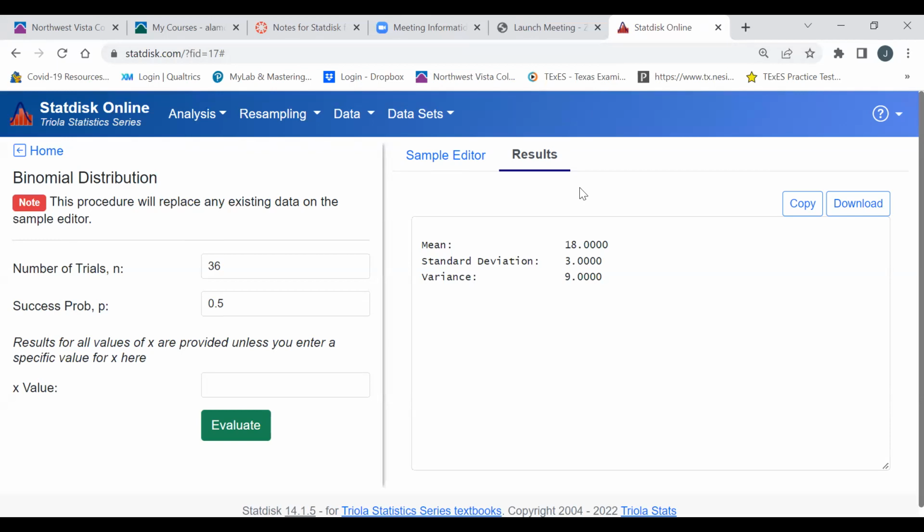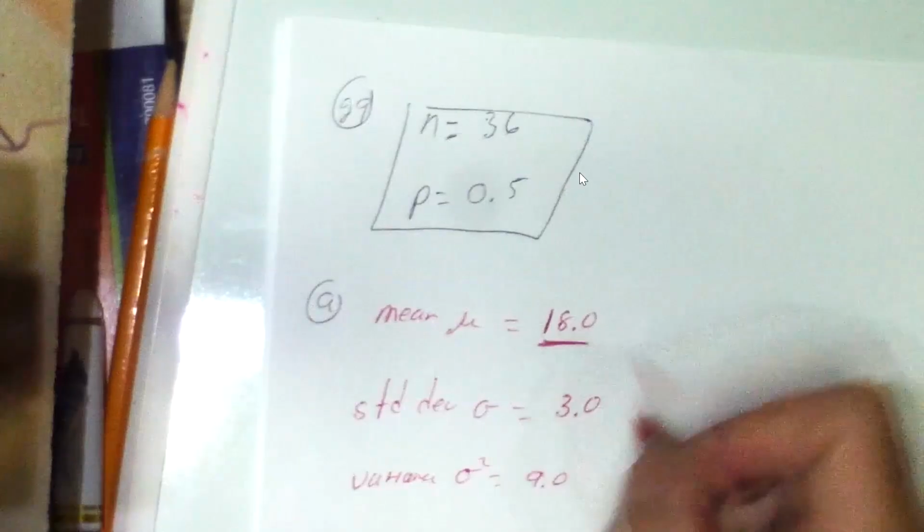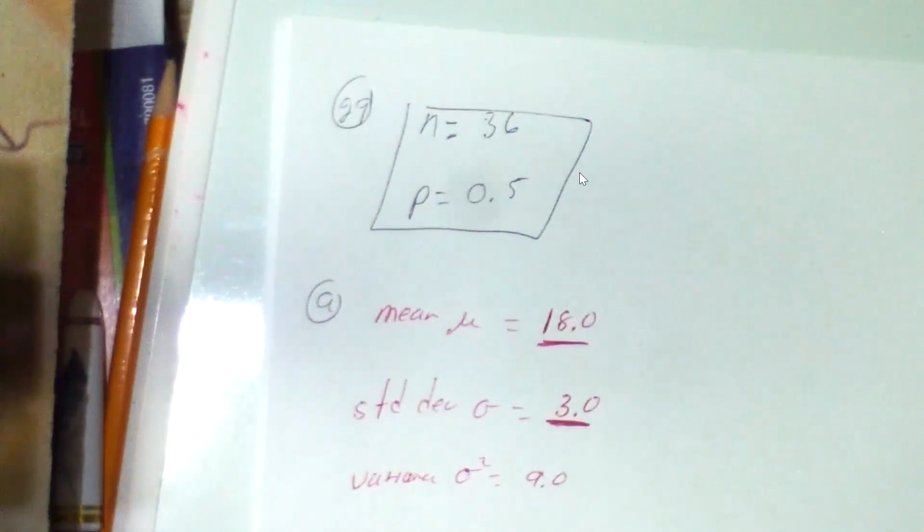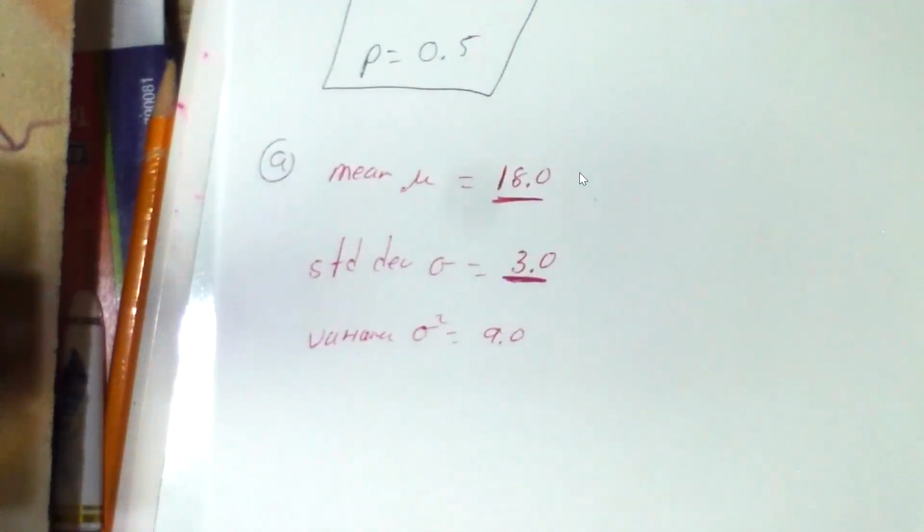Simple. You gotta click on results, people. After you put in your N and your P, don't fill in anything for the X value. You hit evaluate and make sure that you click on results. I didn't do it last time and I'm like, where did it go? Did they take it off? Yeah, you gotta click on results. All right, and so there are my answers, 18.0 and 3.0.